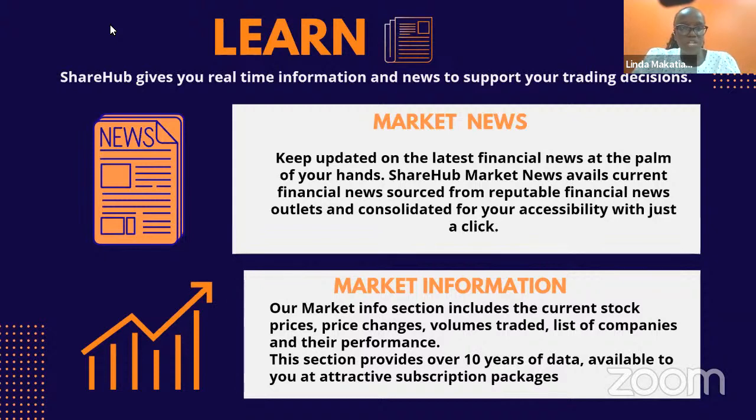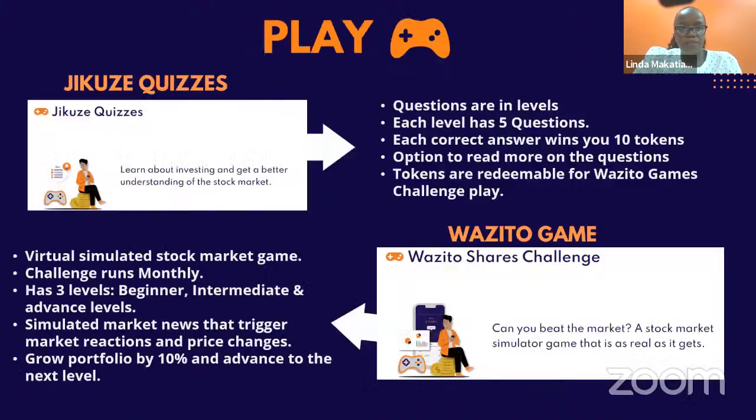And then we have market information. This is also something else, because as you're starting to make your investment decisions, we want you to be able to understand historically where the market has been. So we have included a section that has the current stock prices, the price changes, the volumes traded, and the list of companies and their performances. This dates back up to 10 years. All of this is available for you at an attractive subscription rate, just to give you that ability to make informed decisions.